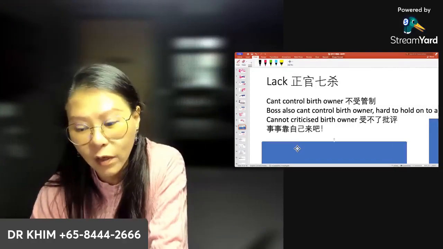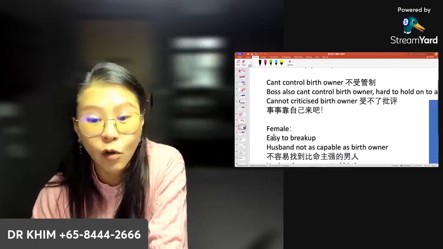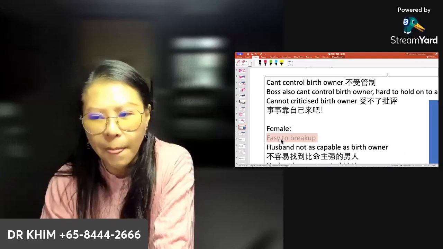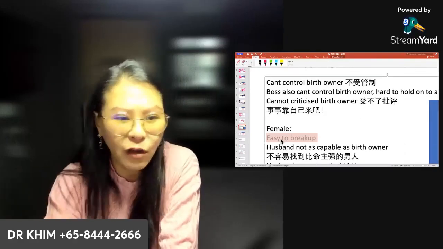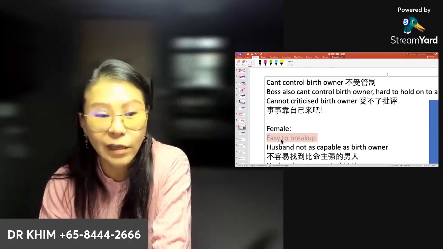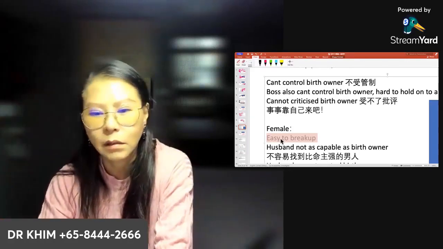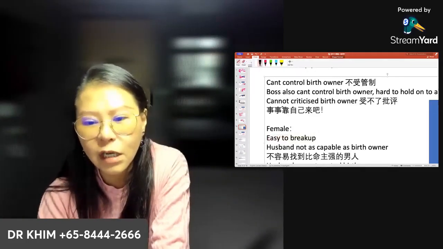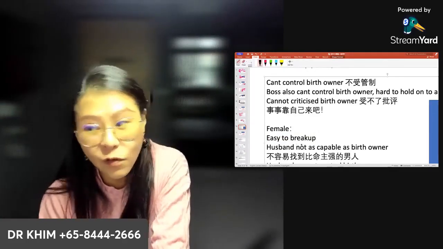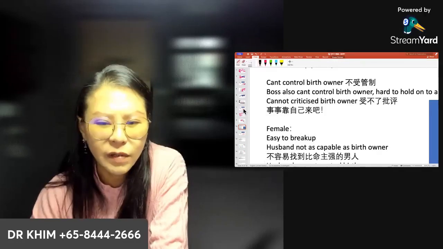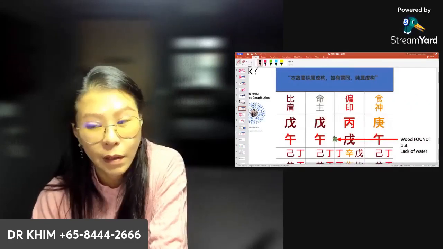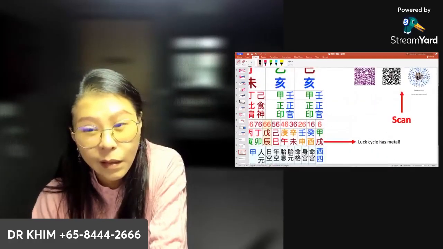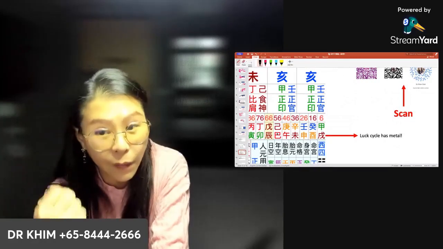Then Guan Sha, you know, Guan Sha in a female's chart, no Guan Sha, easy to break up one. Easy. Like if the man maybe doesn't follow your instruction or isn't according to your expectation, then you say, break up, like that. Easy to break up. So usually the husband, why did you say usually? Please, there are combinations in the chart. And there's luck cycle. Sometimes luck cycle kind of supports.